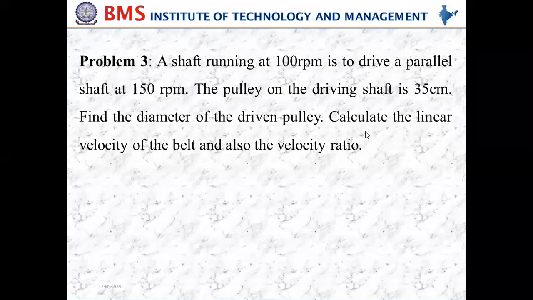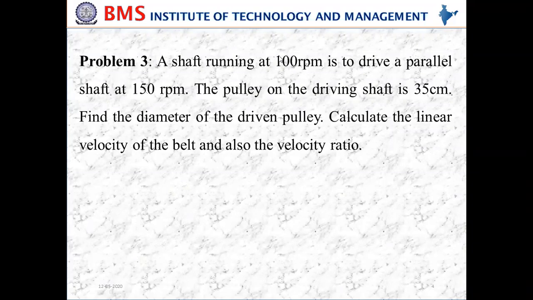Calculate the linear velocity of the belt and also the velocity ratio. So he's asking to find out the linear velocity of the belt. Linear velocity of the belt is written as V is equal to pi dn by 60, where d is the diameter of the driver or driven pulley, and n is the speed of the driver or driven pulley. Based on that, we can find out the linear velocity of the belt and also the velocity ratio. Velocity ratio you need to find out by using N2 by N1, that is driving pulley by driven pulley.